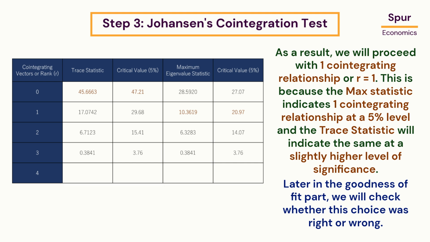This is because the max statistic indicates one cointegrating relationship at a 5% level, and the trace statistic will indicate the same at a slightly higher level of significance. Later in the goodness of fit part, we will check whether this choice was right or wrong.